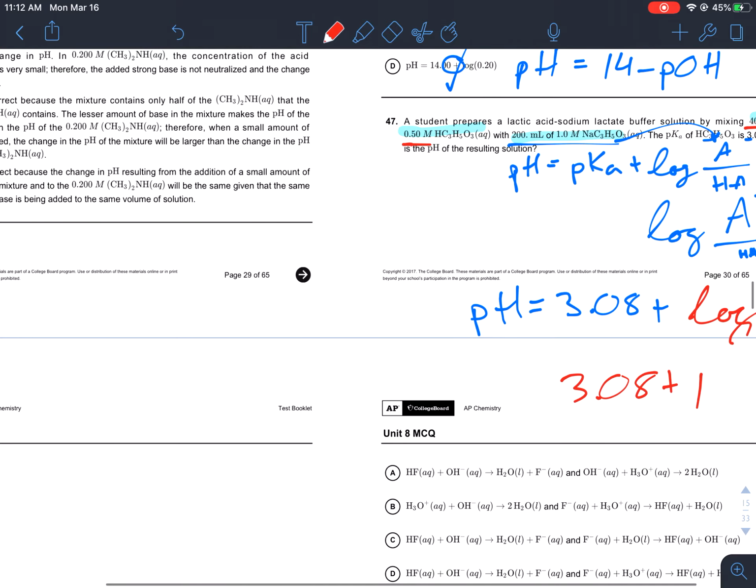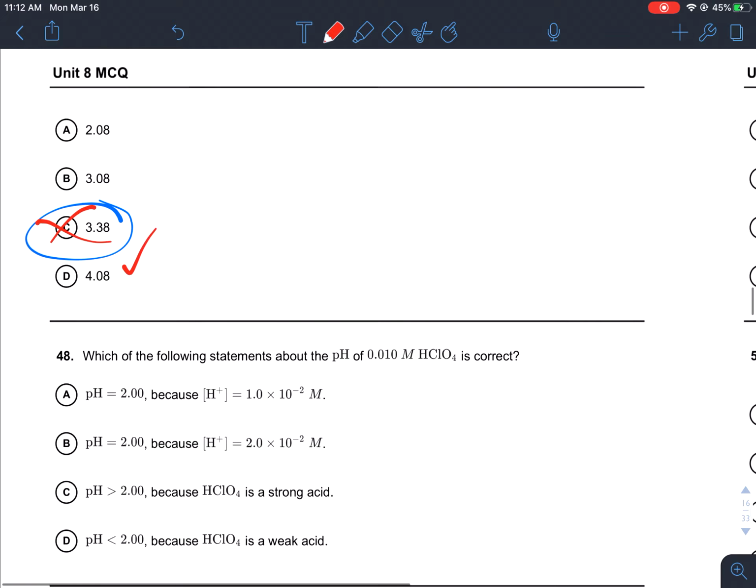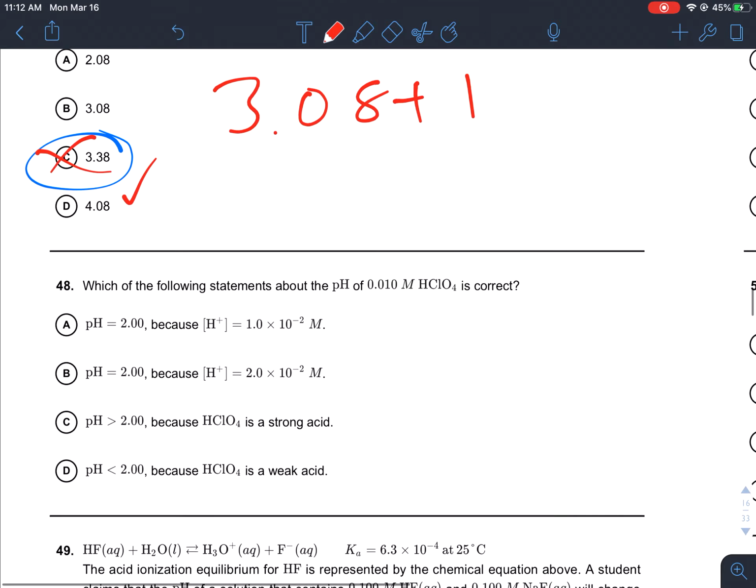They wanted you to know how to do that, which means this is not the correct answer. That is the correct answer. So the answer is going to be 3.08 plus 1. And that's tricky. That's tricky. You actually had to do the math and the numbers for that one. So, all right, let's go to 48.